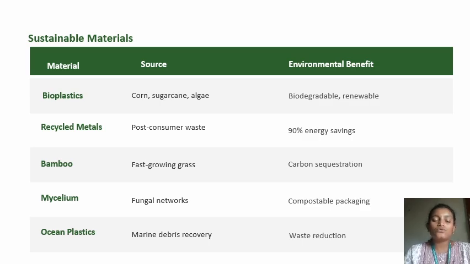Mycelium. Mycelium is mostly recovered from the fungal network. This helps the environment. It is used in compostable packaging. Then ocean plastics. Ocean plastics refers to marine debris recovery. For example, waste products thrown into the oceans are recovered, refunctioned and restructured to serve functions, for example waste reduction.